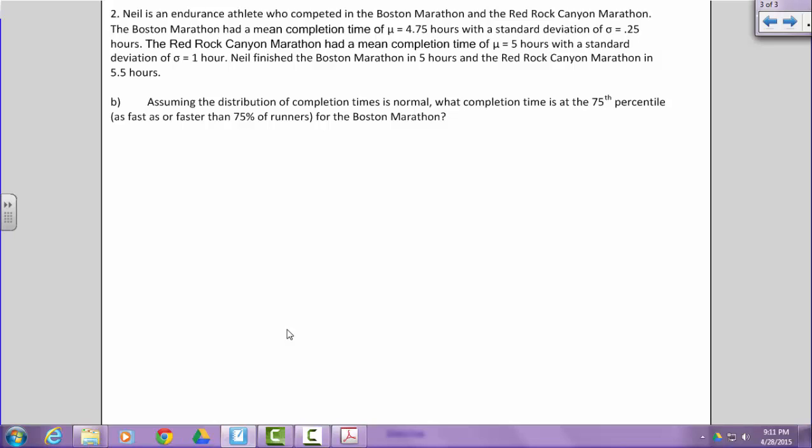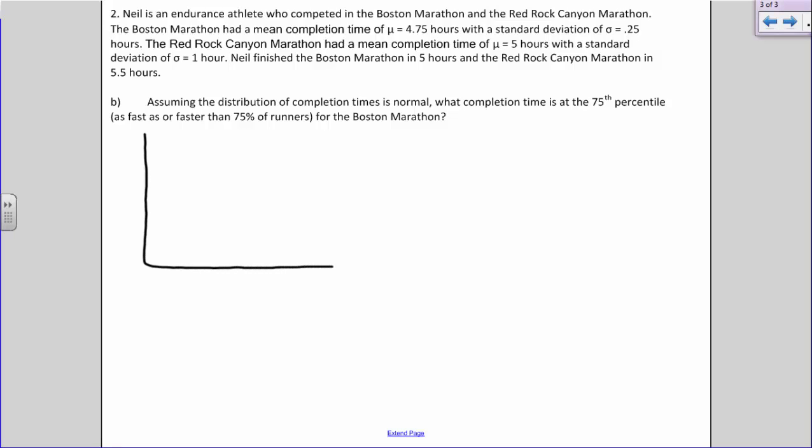Okay, so the first thing I want to do is visualize what this would look like. So I'm going to draw my normal distribution. We're assuming that it's normal. First, I want to sketch out my percentiles, with 0 being at the far left end and 100 being at the far right. Remember, percentile tells you the percentage of scores that are equal to or less than a specific score. So if you're at the 100th percentile, that means that 100% of the scores are less than or equal to your score. Now in the middle is the 50th percentile.